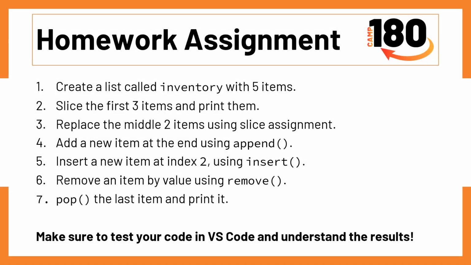Here is your homework assignment for lesson 17. 1. Create a list called inventory with 5 items. 2. Slice the first 3 items and print them. 3. Replace the middle 2 items using slice assignment. 4. Add a new item at the end using append. 5. Insert a new item at index 2 using insert. 6. Remove an item by value using remove. 7. Pop the last item and print. A tiny tip: step through each action and predict what the list looks like before you run each piece of code.